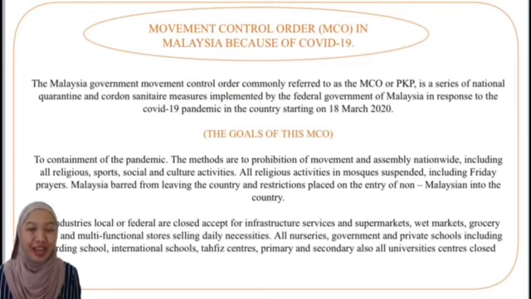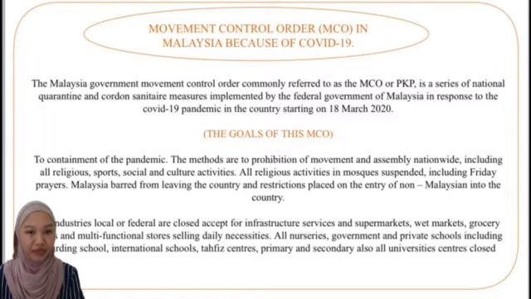Movement Control Order (MCO) in Malaysia because of COVID-19. The Malaysian Government Movement Control Order, commonly referred to as the MCO or PKP, is a series of national quarantine and current sanitary measures implemented by the federal government of Malaysia in response to the COVID-19 pandemic in the country, starting on 18 March 2020. The measures include the prohibition of movement and assembly nationwide, including all religious, sport, service, social, and cultural activities.